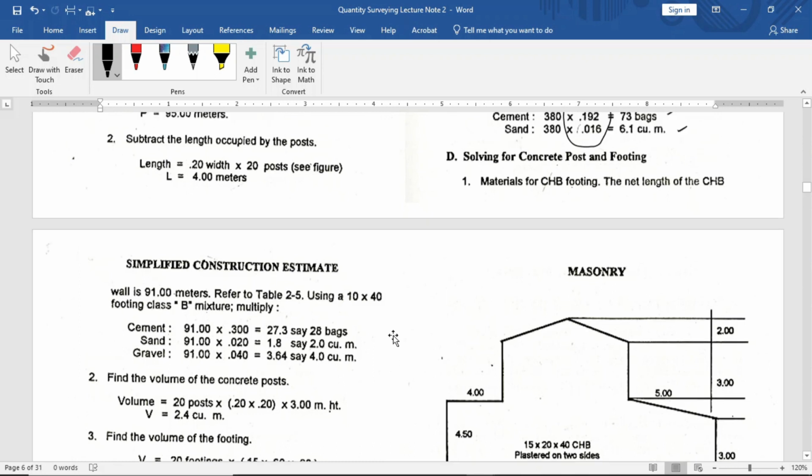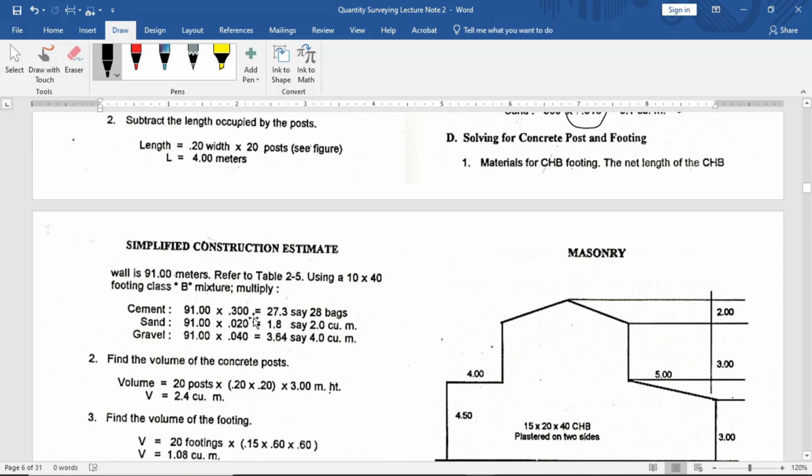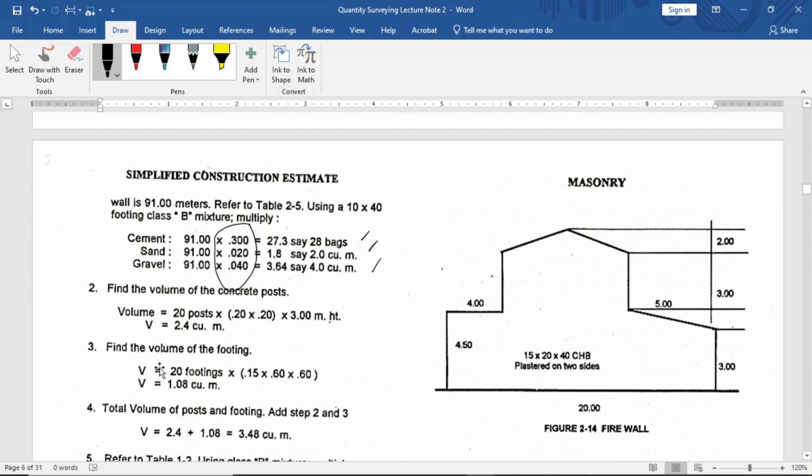Yung 91, yan yung net length na binawasan natin ng concrete post. So, ito yung magiging multiplier natin kapag class B yung mixture natin. As long as nakuha nyo na yung net length, ito na makukuha nating sagot. So, 28 bags, 2 cubic meter, and 4 cubic meter of cement, sand, and gravel respectively. So, meron na tayo para sa wall footing. Tapos, ang sunod naman is para naman sa volume ng concrete post.